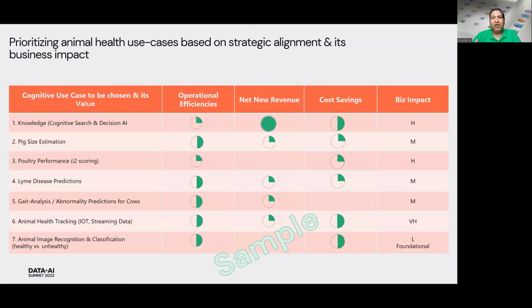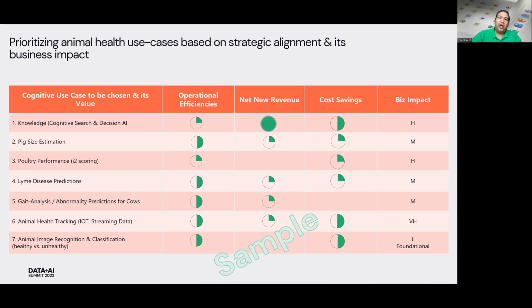Now, if you look at it from a CXO angle, prioritizing animal health use cases requires strategic alignment, and it should definitely have a big business impact, right? So a lot of the CXOs we are talking to today, they talk about using cognitive search, Azure Cognitive Search, and decision AI. They talk about using AI ML. They talk about predictions, Power BI, using the right tools for decisioning, looking at the gait analysis and abnormality. There are so many scenarios, right?